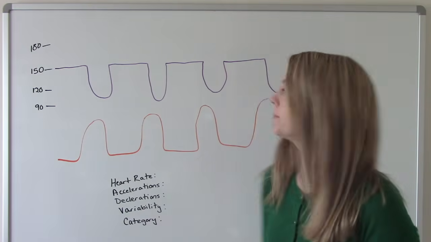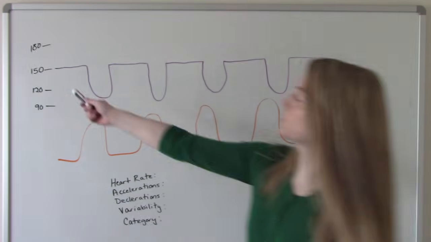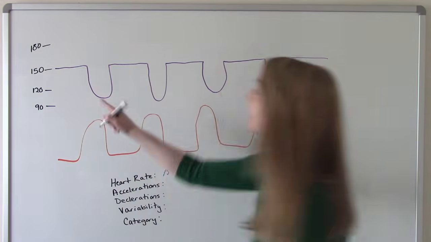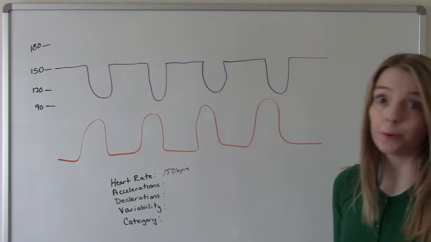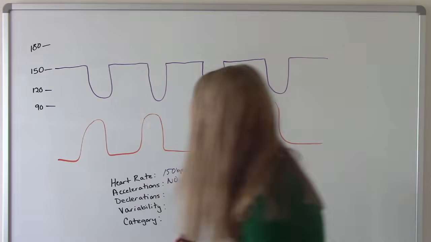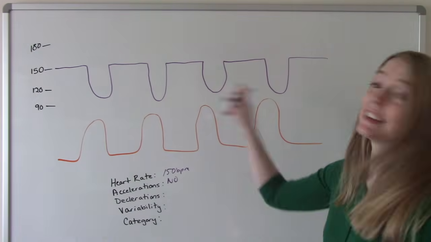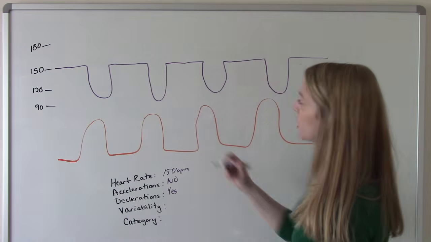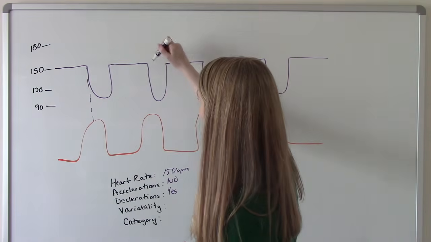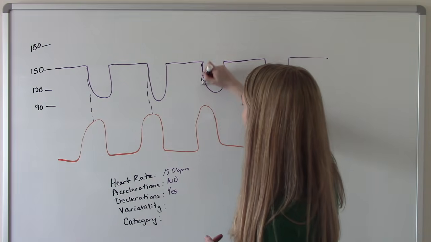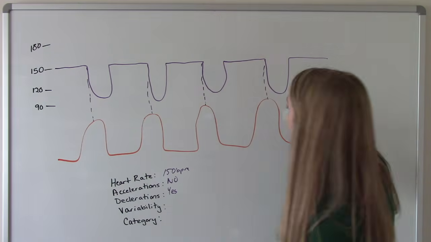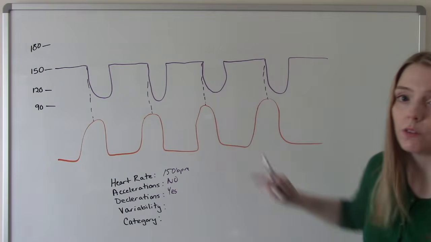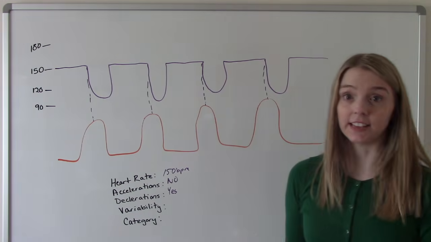All right, let's take a look at this one. So what is our heart rate? It's 150. Any accelerations present? No. Any decelerations present? Yes. And now we got to figure out what kind of decels. So these ones are starting, draw our line down, at the peak, also called the acme of the contraction, and they're ending way over here in the interval after the contraction is over. So these are late decelerations.